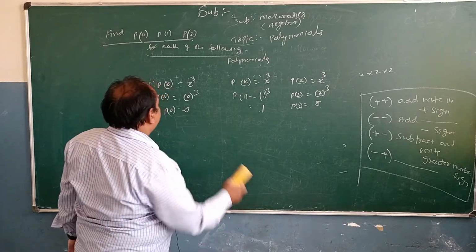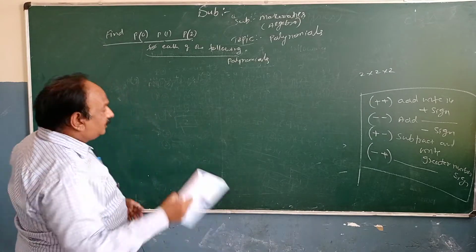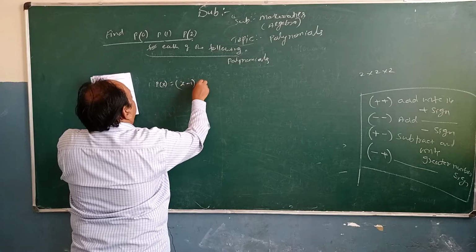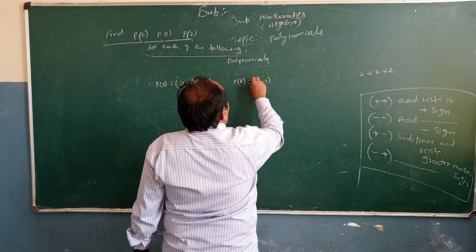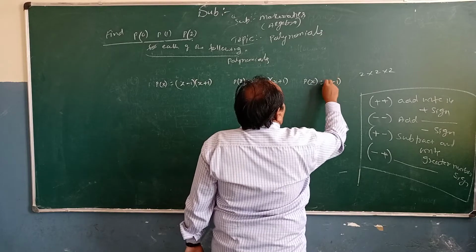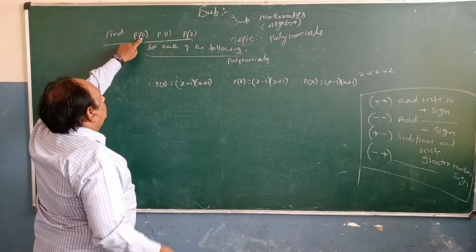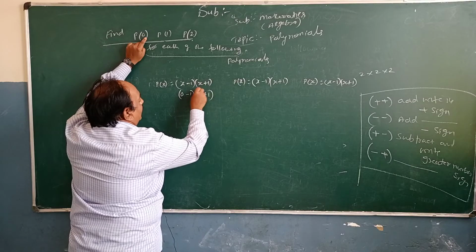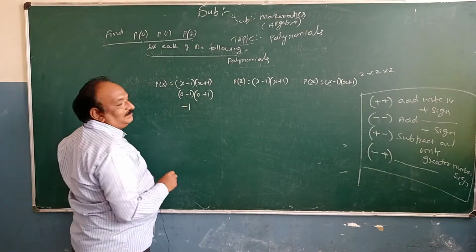Next one is P of x equals x minus 1 into x plus 1. P of x is equal to x minus 1 into x plus 1. Put 0. 0 minus 1, 0 plus 1. 0 minus 1 is minus 1.